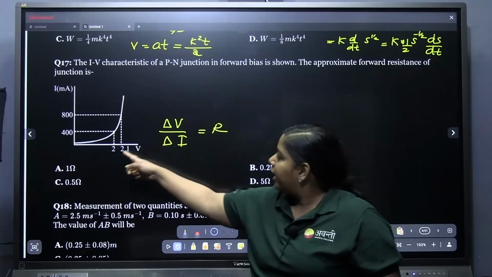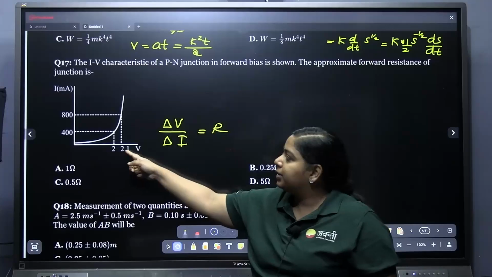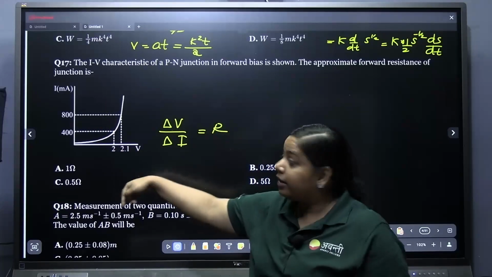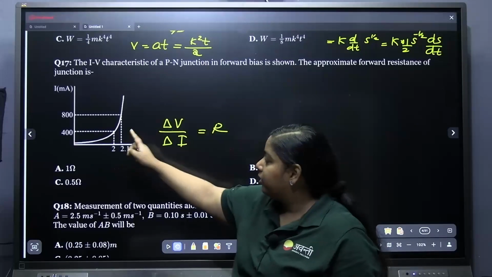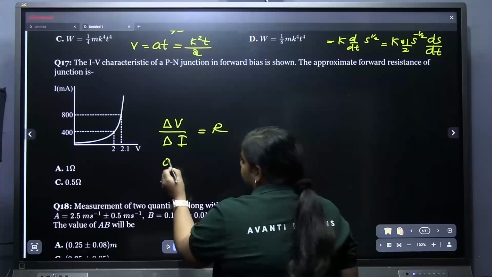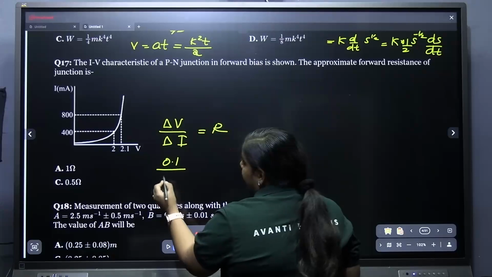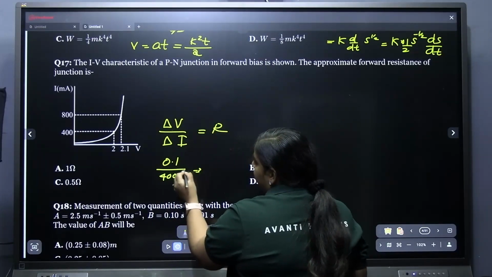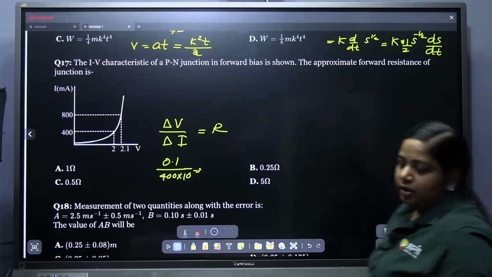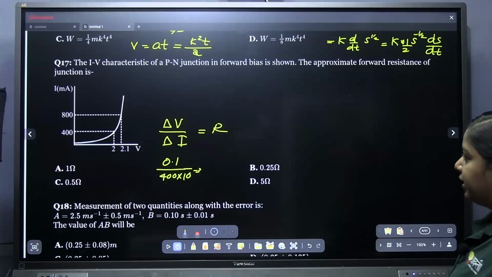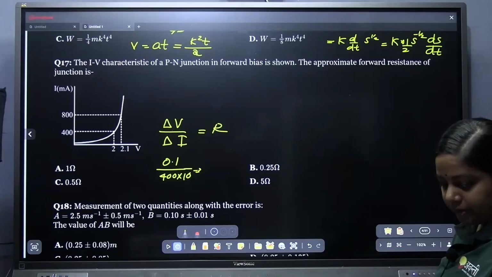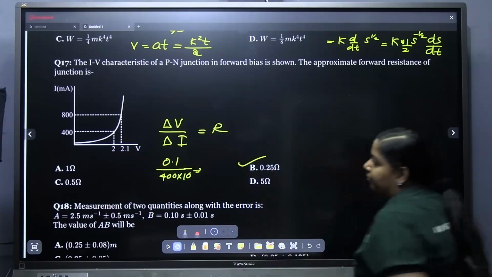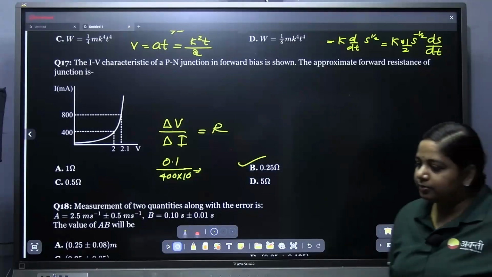So, delta V will be 0.1. Delta I will be 400 milliampere. So, this will be 0.1 divided by 400 into 10 power minus 3. Substituting this, you will get the answer. Answer is option B, 0.25 ohm.